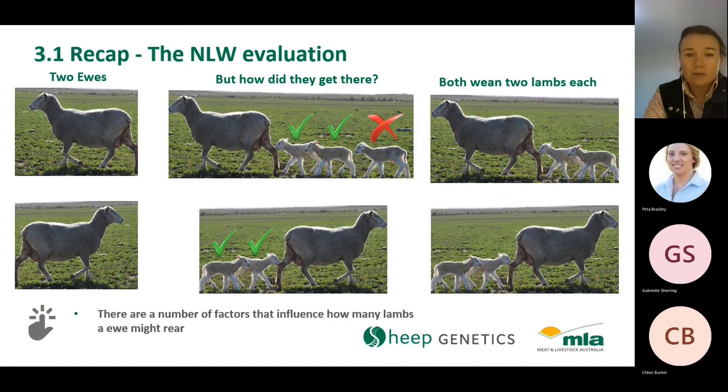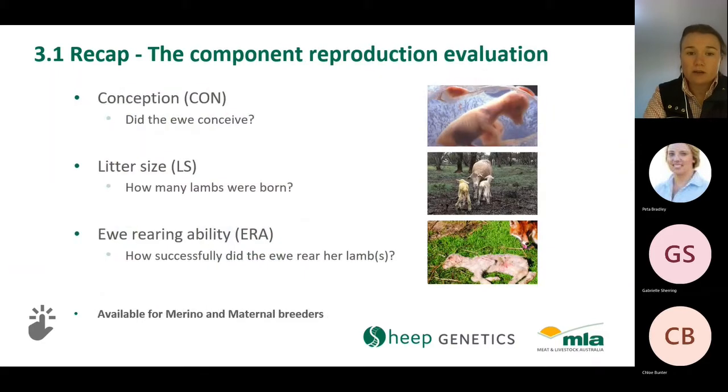However, when we actually have a look at the pathway that those ewes took to get there, we can see that the first ewe actually gave birth to triplets and lost a lamb, whereas the second ewe gave birth to twins and reared her entire litter. So if we're looking at this from the perspective of lamb loss, that second ewe is actually the more desirable or more efficient ewe reproductively. So number of lambs weaned wasn't doing a good job of capturing these areas of lamb loss.